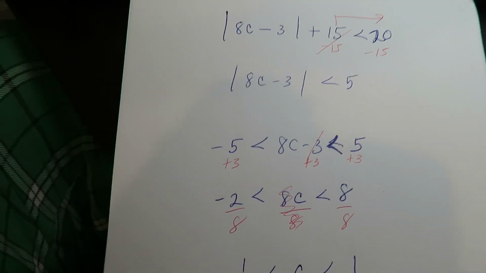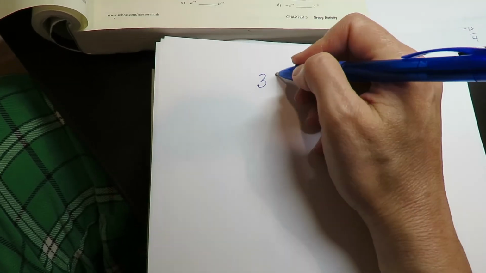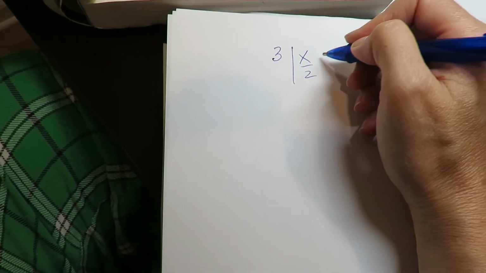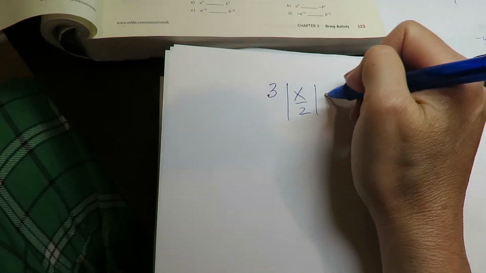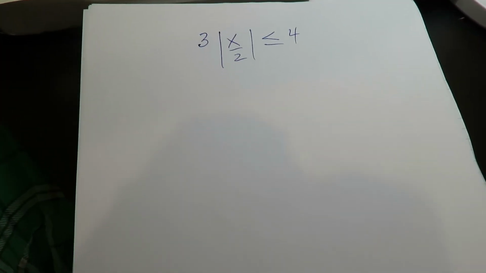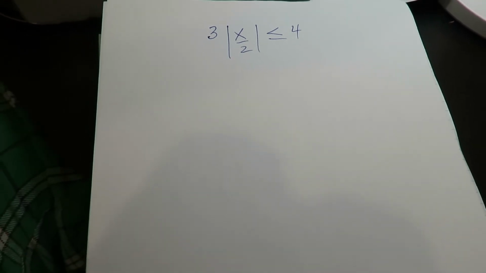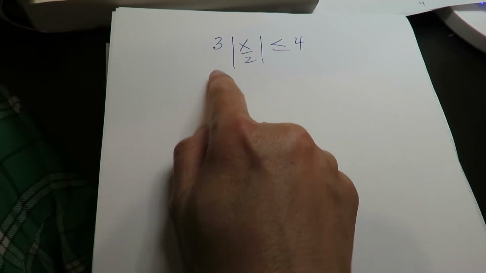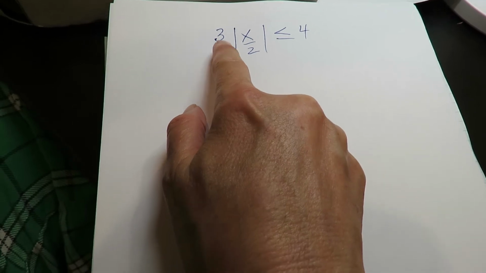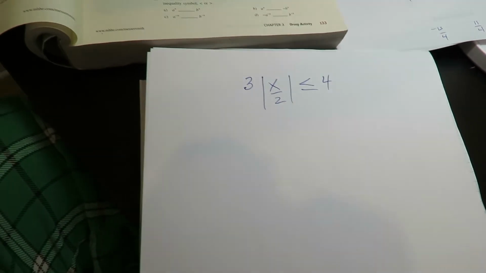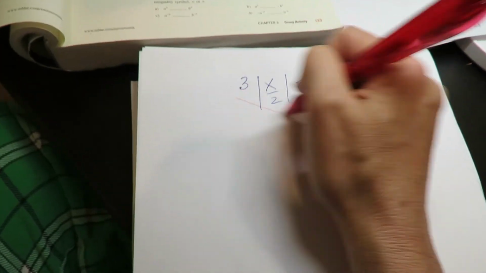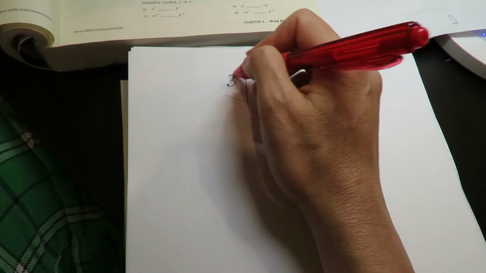Let me make up one, so we do one more. Let's do 3 times the absolute value of x minus 2 less than or equal to 4. Okay, let's try this. So the first thing we want to do is divide off the 3 to both sides, because you got to get this absolute value by itself. So I'm going to divide 3 to both sides, and that gets rid of that.